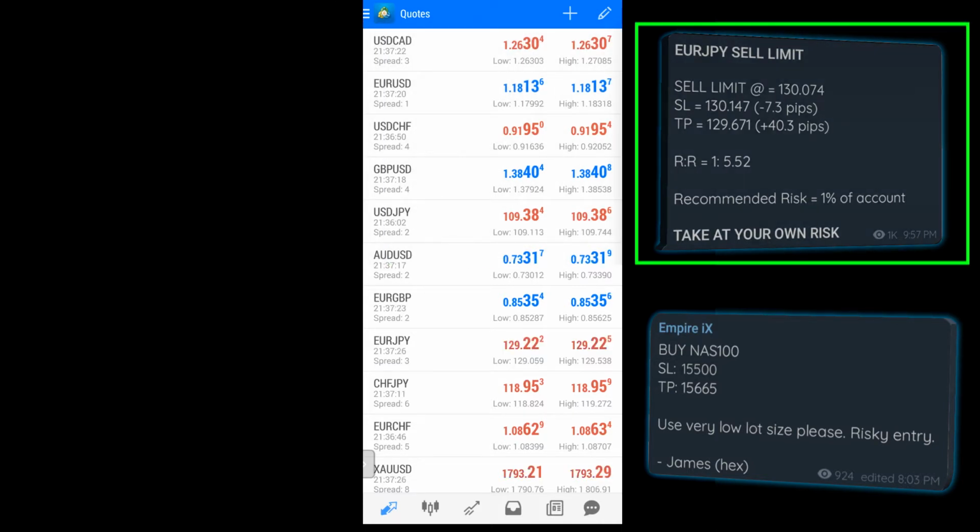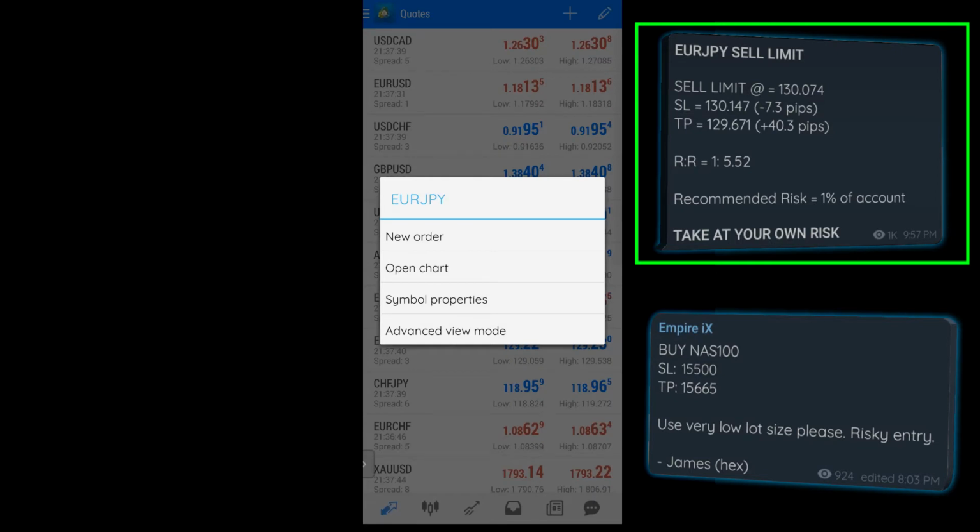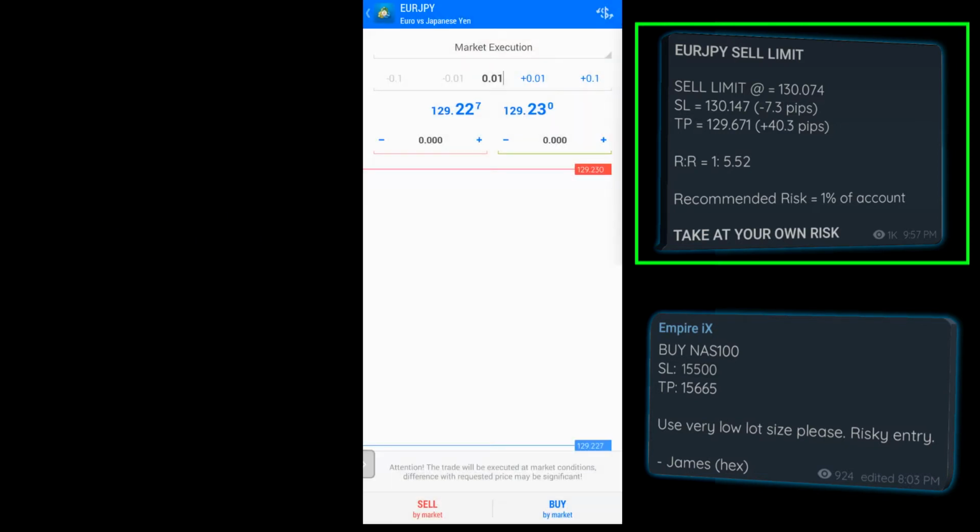Now that we already have our demo account set up here on this MetaTrader 4 app, and we have all of our pairs listed on the quotes page, we're going to look for Euro JPY, which is this one down here. That's the Euro versus the Japanese yen. We'll click it, and it's going to bring up this little menu that says new order, open chart, symbol properties, and advanced mode. We can click new order, and then it's going to bring us to this page.